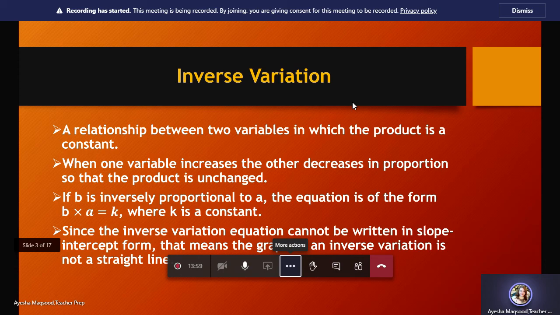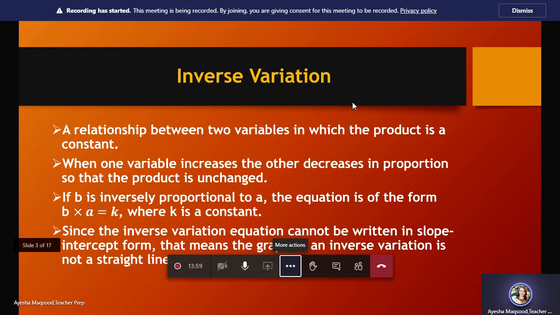The only difference is in the first step. For direct variation, when the two variables are directly related to each other, we write an equation that states y equals kx. Kx means k multiplied by x. But for inverse variation, when we write the equation that connects two variables inversely related to each other, we will write the first variable equals k divided by the second variable.